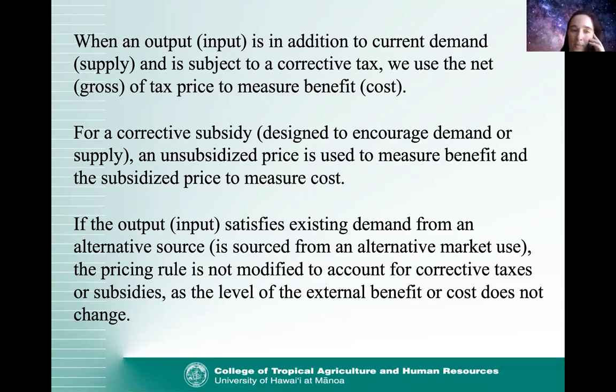So again, if you're doing a corrective tax, then you can just take these slides and read through them, because when you do a homework problem, it will tell you whether it's corrective or not. And if it's corrective, then you can just follow these decision rules. If it's something that's distorting, then you can follow the alternative decision rules.